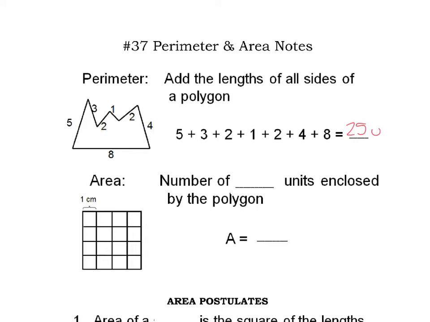Area is the number of square units enclosed by a polygon. So notice here, if you pretty much just count all our little squares, we end up here with an area of 4 times 4, 16 centimeters squared would be the area for this square.